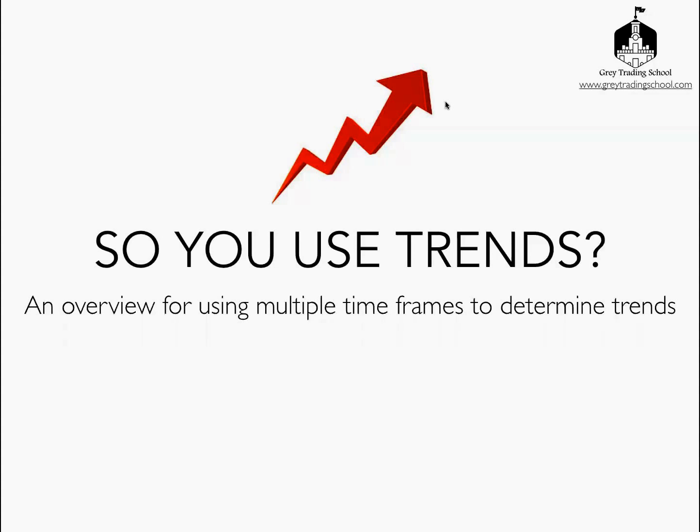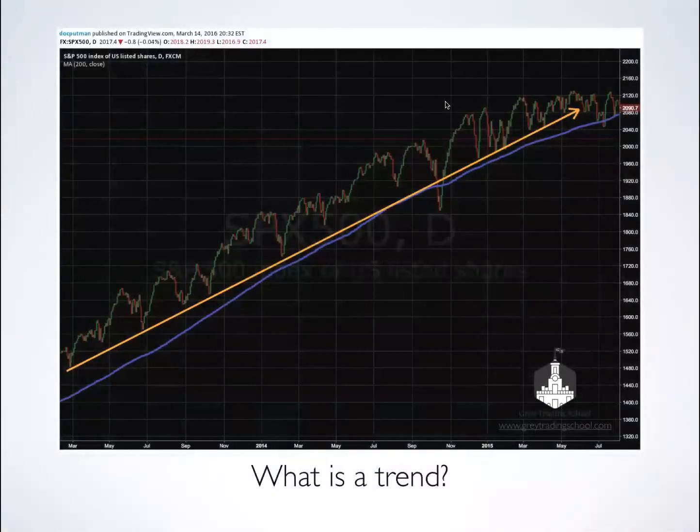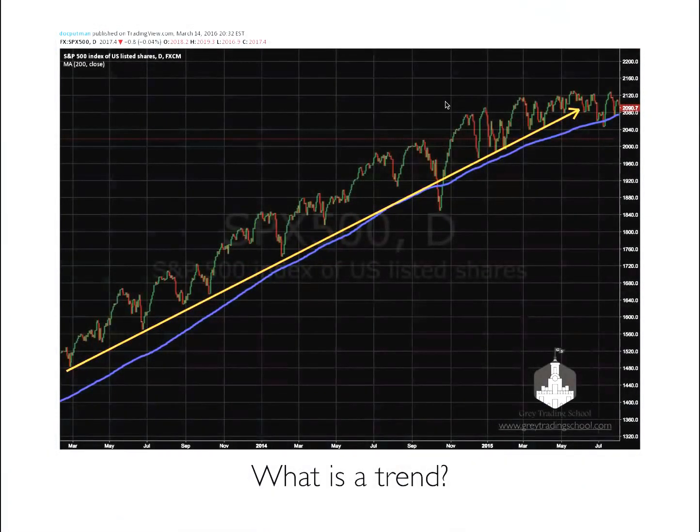So today we're going to go over trends really quickly, just an overview for using multiple time frames to determine trends. What is a trend? A trend is the general direction of a market or of the price of an asset. Learning to identify a trend properly can greatly increase your profitability. Here in this example, you can clearly see that the primary trend is up, which is confirmed by the 200-day moving average, also moving up.